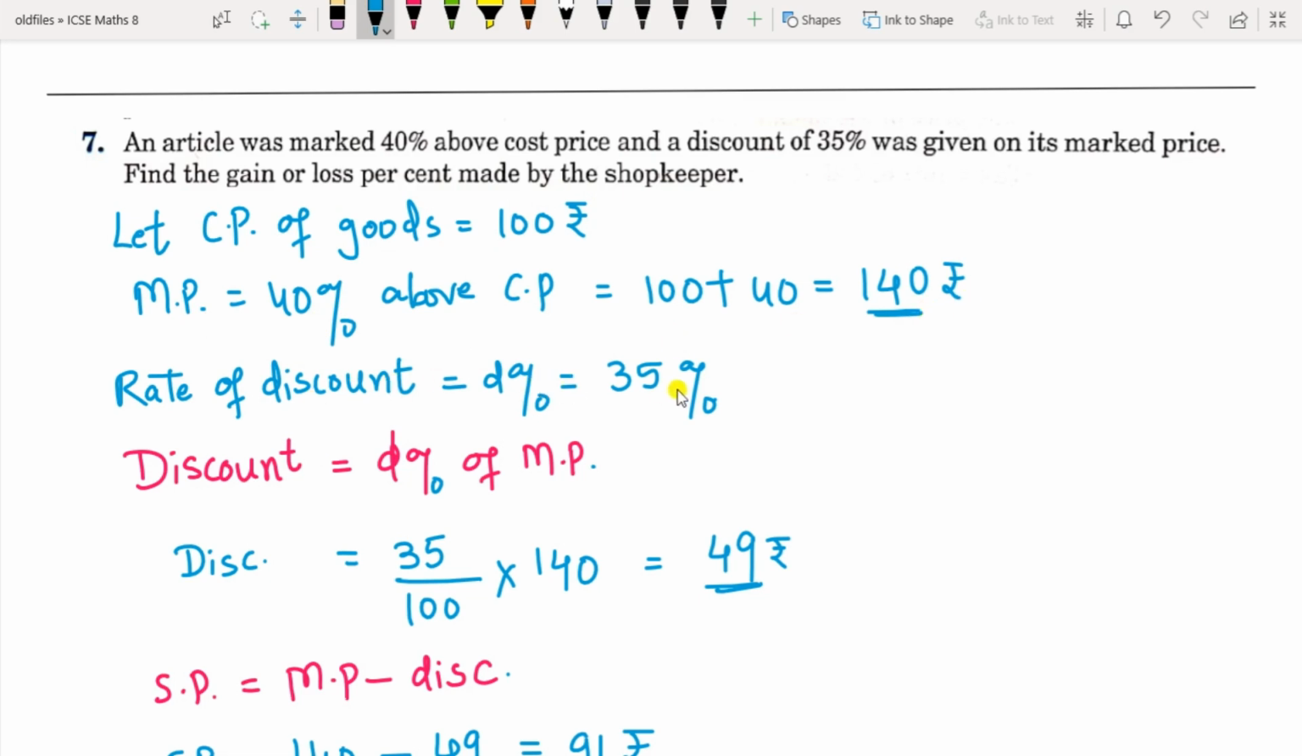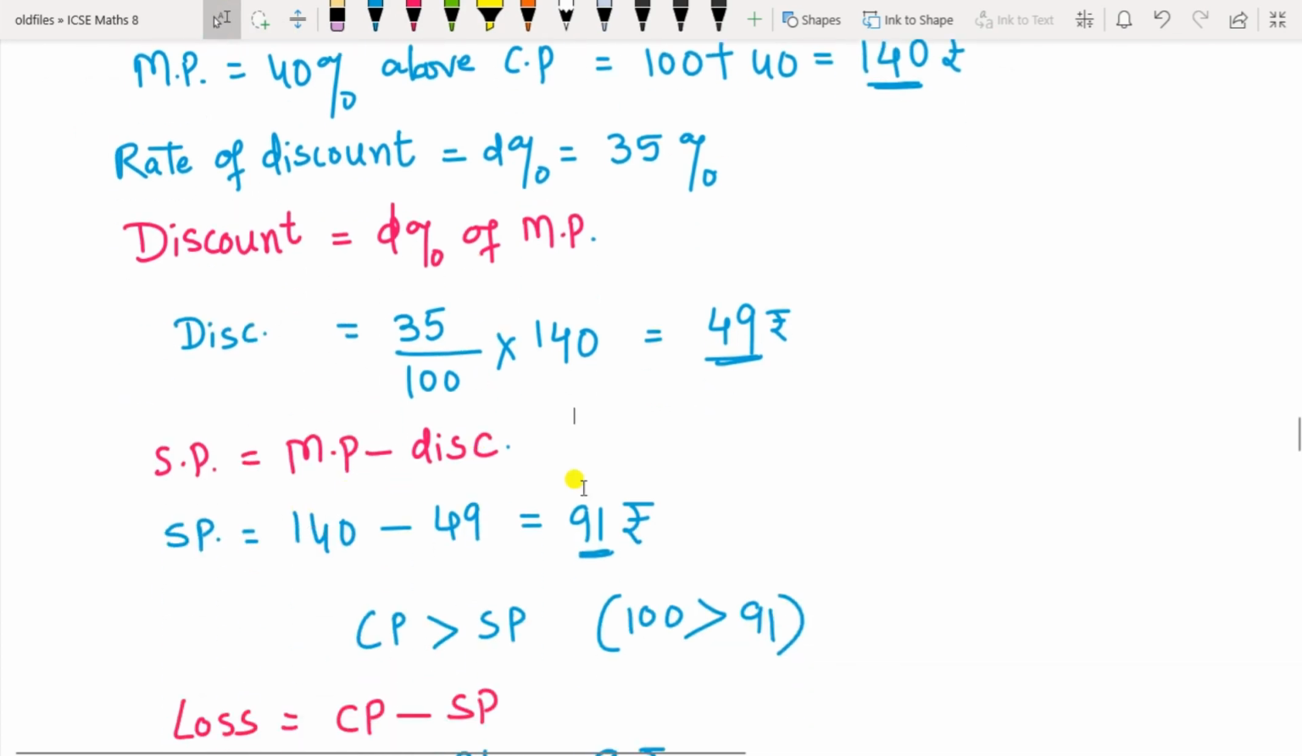Then he is giving a discount of 35%. So discount in rupees you have to find. So discount equal to D percentage of MP. So discount equal to 35 upon 100 into 140. That is 49 rupees is the discount in rupees. So selling price equal to MP minus discount. That is 91 is the selling price here.